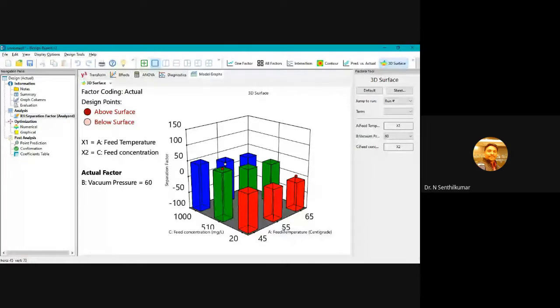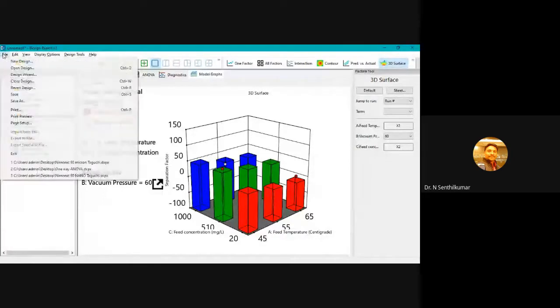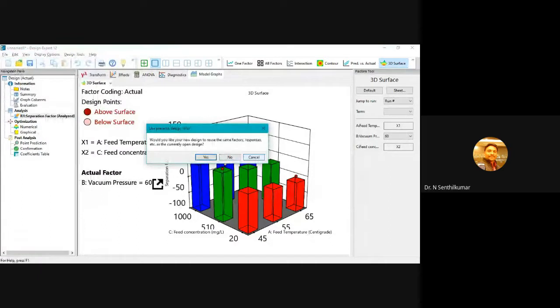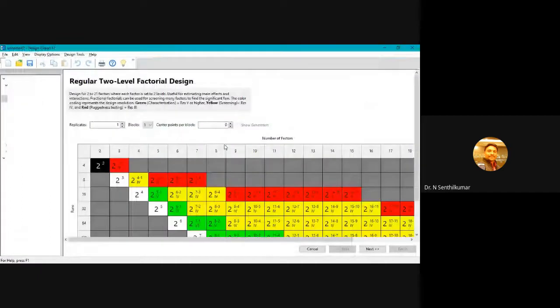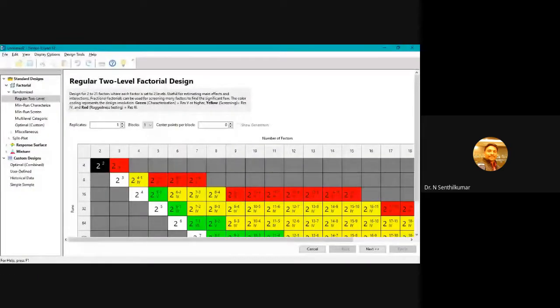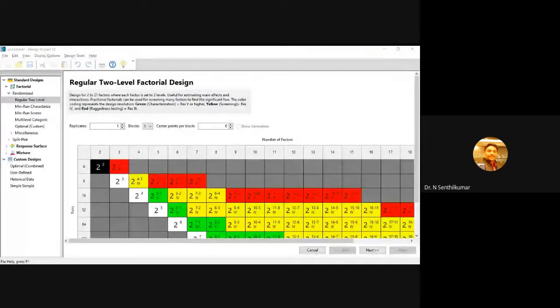Then we will move on to the response surface methodology. First I will start with a slide and then I will move on. I hope this slide is visible now to everyone.